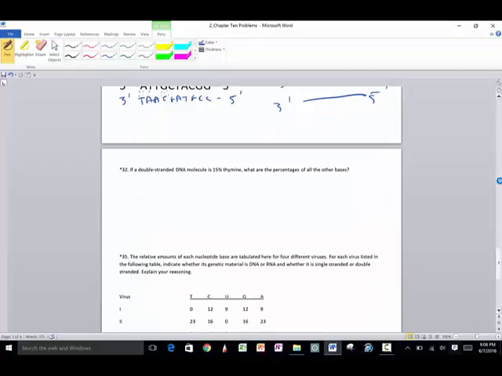So if a double-stranded DNA molecule is 15% thymine, well, so that's your T, then it's also 15% adenine because they always have to match up, only if it's double-stranded. So if you add that up, that's 30, and 100 minus 30 equals 70, and half of 70 is 35, so the other guys have to be 35. So this would maybe be G's and C's. So if you know the percentage of one, you can figure out the percentage of the other, and then once you know that, you can figure out the percentage of the rest.